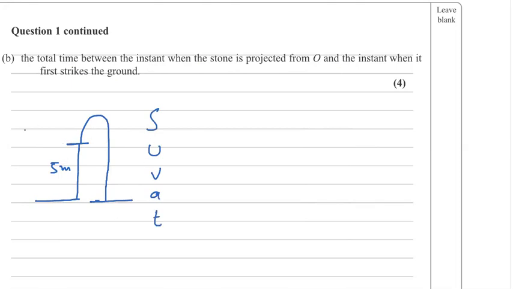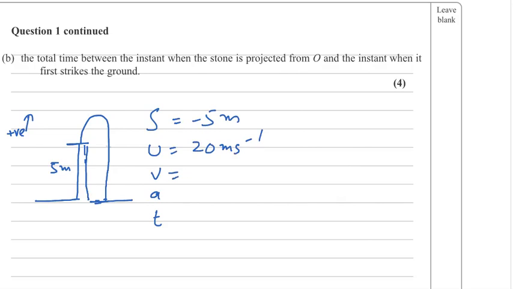Now as we are taking our positive direction upwards, when the ball will strike the ground, the distance will be 5 meters below the original point. So S will be negative 5 meters. U, the initial velocity, is the same as it was, 20 meter per second. It is directed upwards, so it will be positive 20 meter per second.